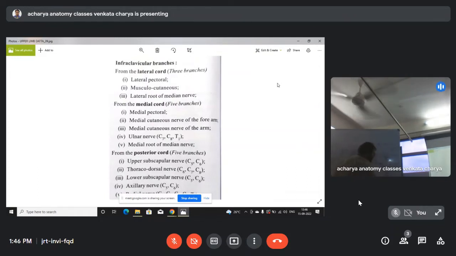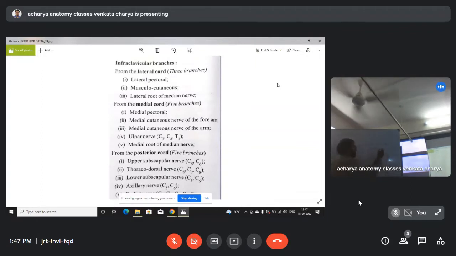Then U stands for ulnar nerve. The ulnar nerve runs downwards, then supplies the 1.5 fingers on the palmar surface: the little finger and half of the ring finger. It also supplies the 1.5 fingers on the back side. So this one is the ulnar nerve.